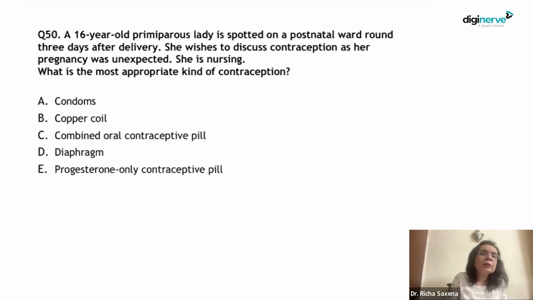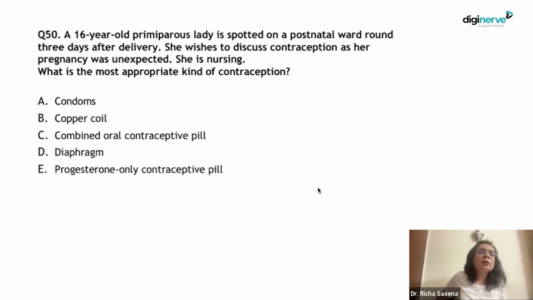A 16-year-old primiparous lady is spotted. If it is an emergency life-saving procedure, then consent is not needed. A doctor by law can undertake a surgery without consent if it is for life-saving purposes. Okay, so that is your answer, Dr. Mandeep.